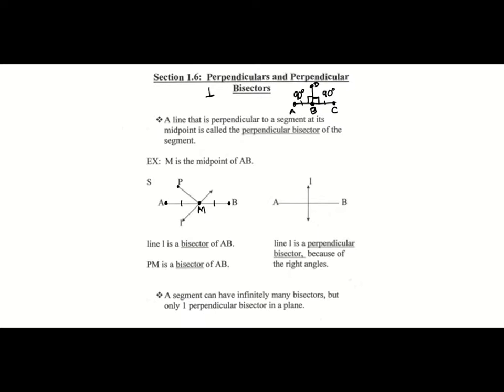Now a perpendicular bisector is different because here, AB, line L is a perpendicular bisector because it creates a right angle right here, and these two are the same. So we need to have a right angle and cutting AB in half. Okay, the last piece about perpendicular bisectors is that a segment can have infinite bisectors, but only one perpendicular bisector in the plane.